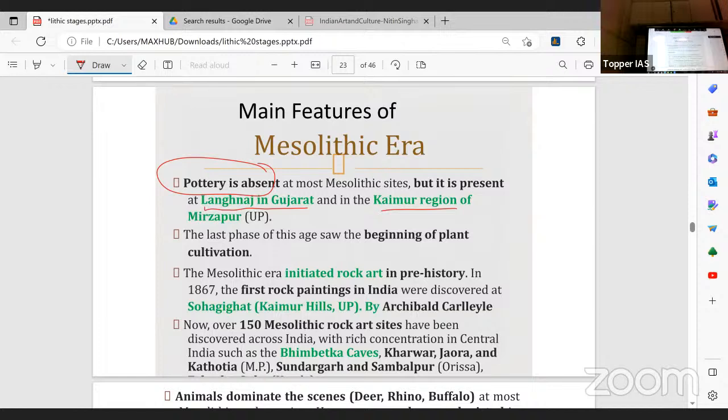Okay. So the last phase of this age saw the beginning of plant cultivation. The Mesolithic is basically called the pre-agricultural phase. Okay. Right. Only at the end of the Mesolithic age, plant cultivation started. That's what is called pre-agricultural Mesolithic.